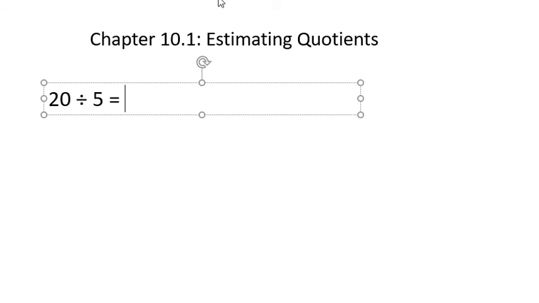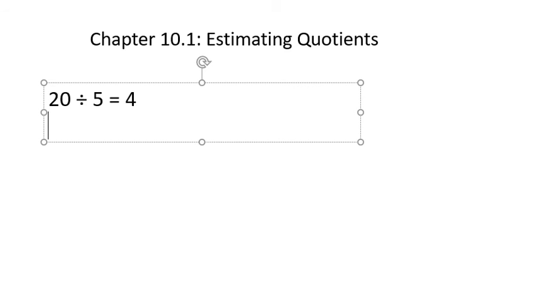Welcome back, grade 6 in Nelson Math, chapter 10, section 1, estimating quotients. Let's do a bit of a review on what division means. Here I have 20 divided by 5. We can take this in a number of different ways. Both of those ways would still give us an answer of 4. 20 divided by 5 is 4. But this means it can be shown two different ways.